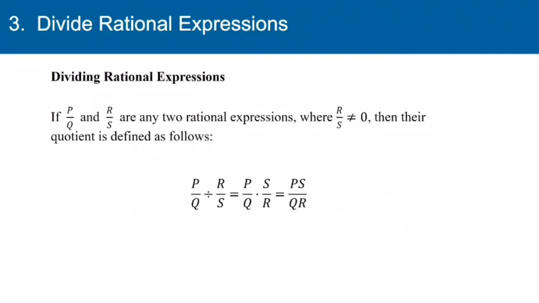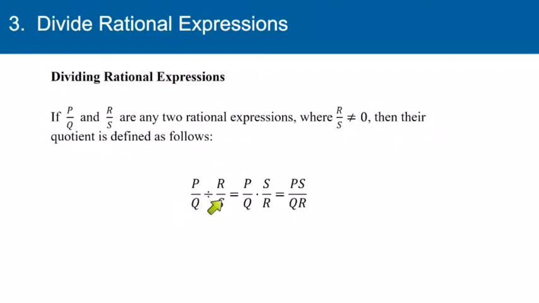Okay, now we're ready to talk about dividing. So if you have p over q and r over s, as long as r over s is not equal to 0, then division works like this. P over q divided by r over s is the same as p over q times s over r. I hope that you already knew that.